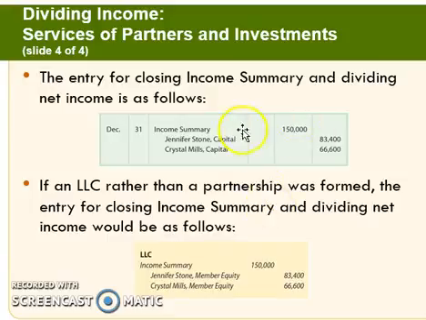In our closing entry, we'll still close out the net income of $150,000, but the way we divided it up is a little bit different because we added in that percentage of capital calculation.